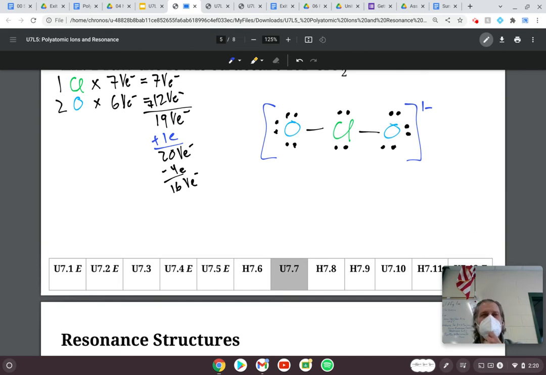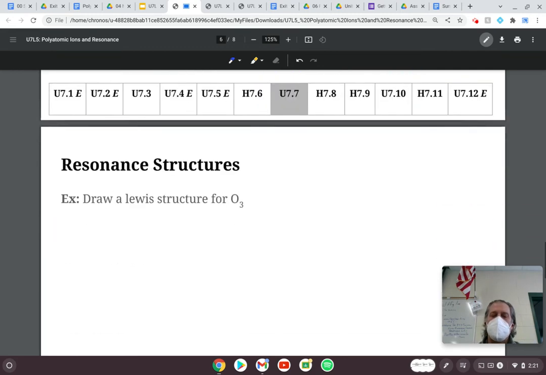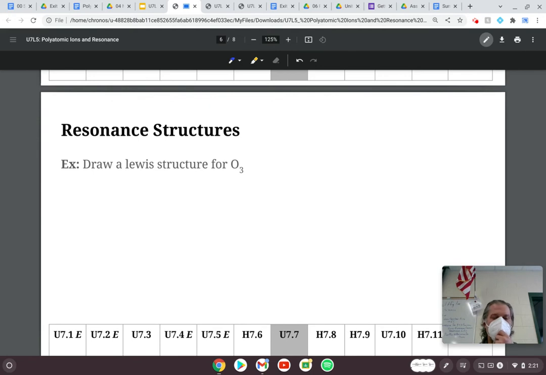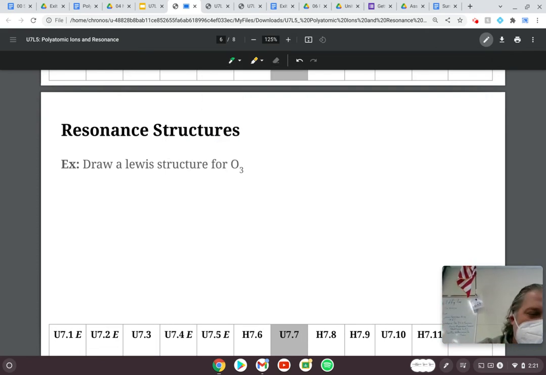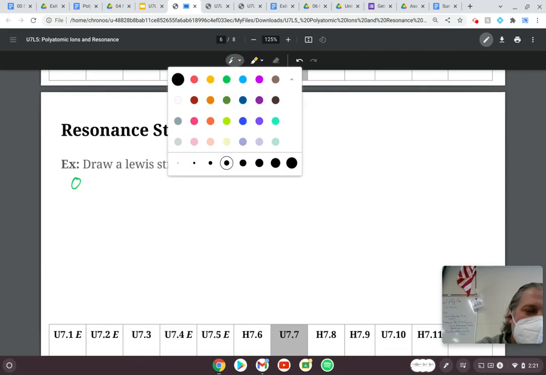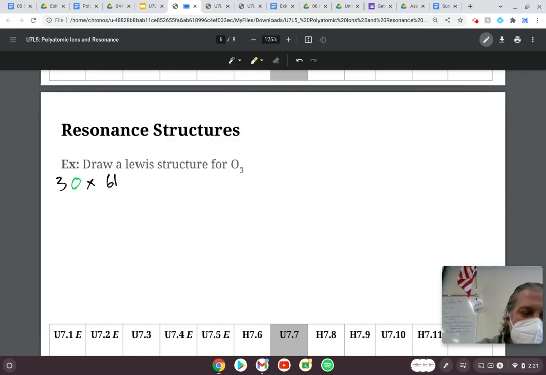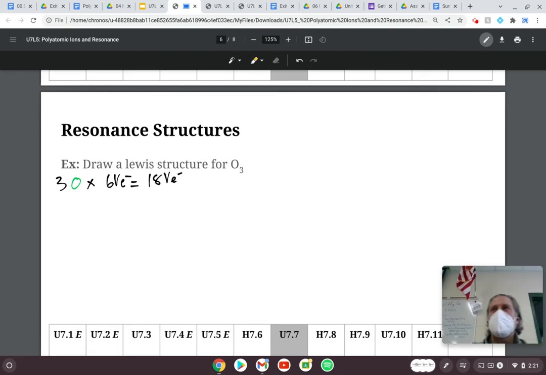The next thing we're going to talk about is something called resonance structures. And resonance structures are essentially the same thing, but you'll see why we have to talk about them separately. So the first thing that we have to do is we're going to draw the resonance structure for O3. And O3 happens to be the compound ozone, so it's kind of important. But we have oxygen. There's 3 of them, times the 6 valence electrons that oxygen has, which is 18 valence electrons.